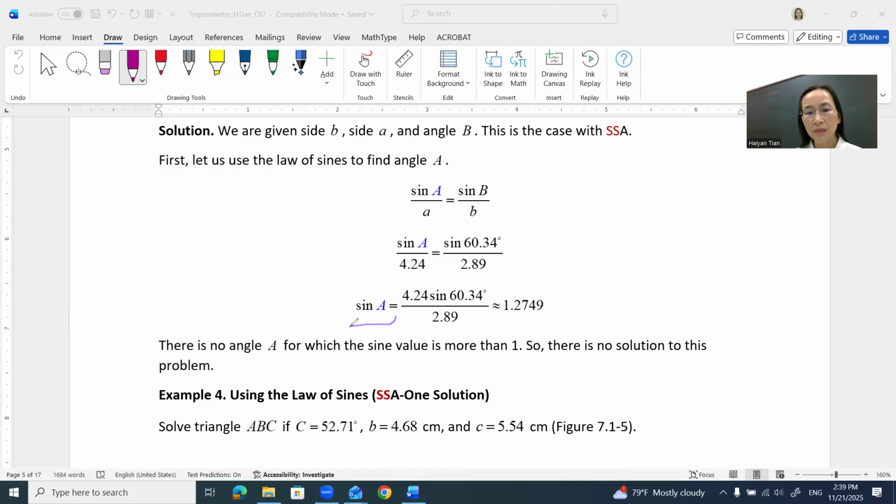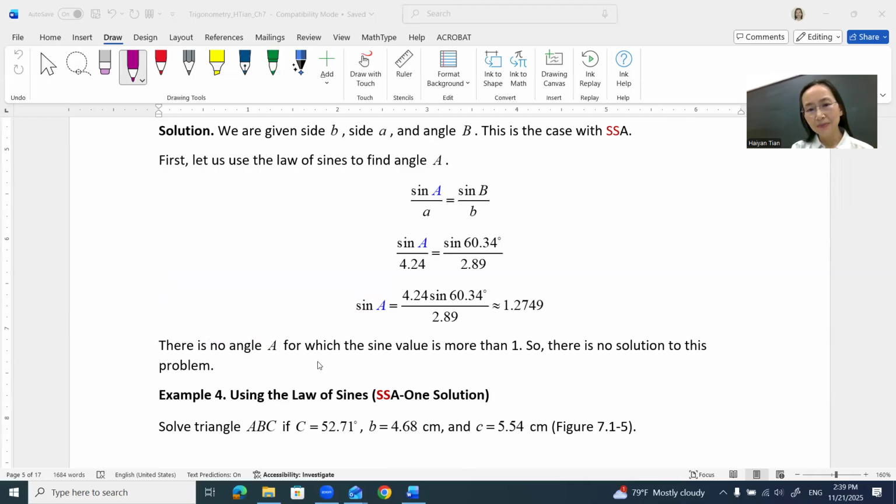So we know it is impossible for the sine function to have a value bigger than 1. So therefore, we cannot find such an A, the angle A, no matter if it is an acute or obtuse angle. There's no such angle whose sine value is bigger than 1. So no solution. So we cannot possibly find an angle for this triangle which will satisfy this condition.